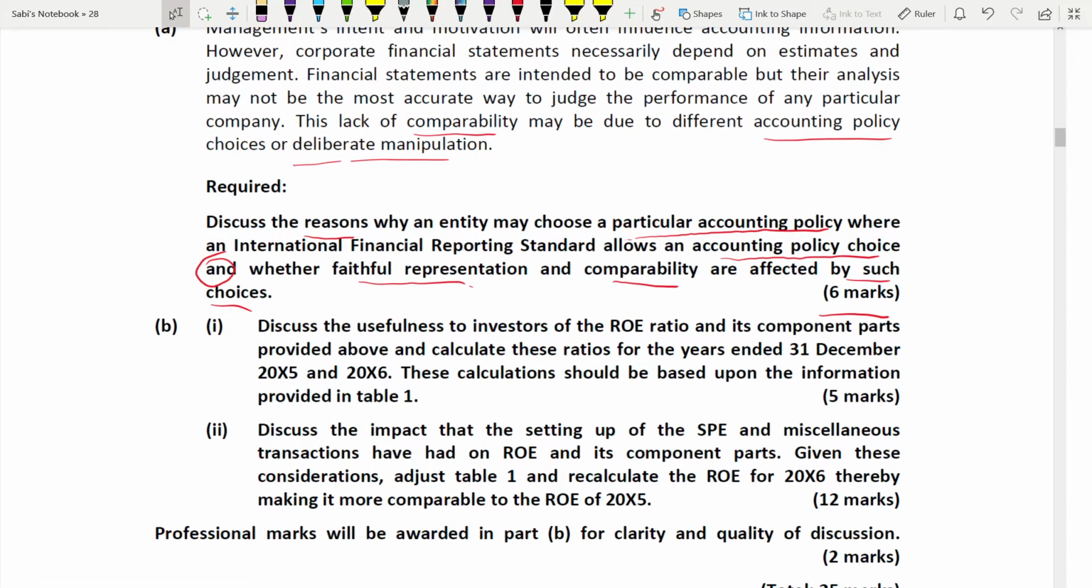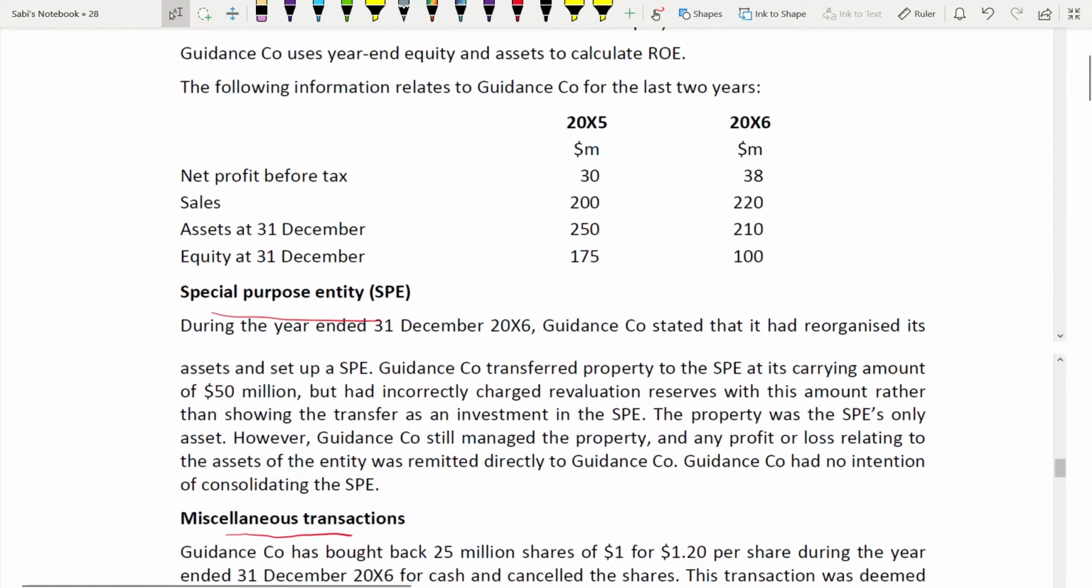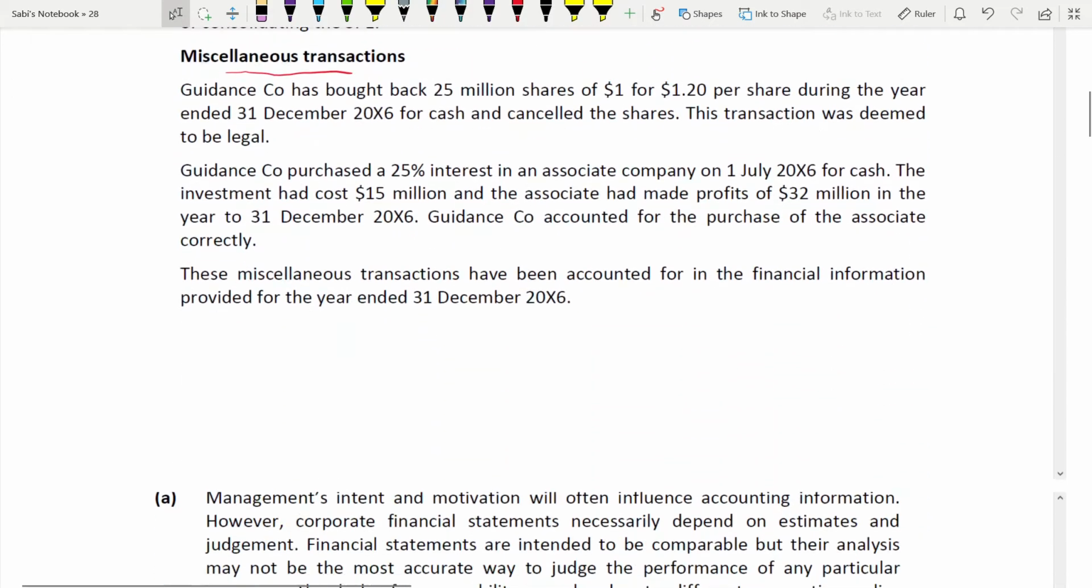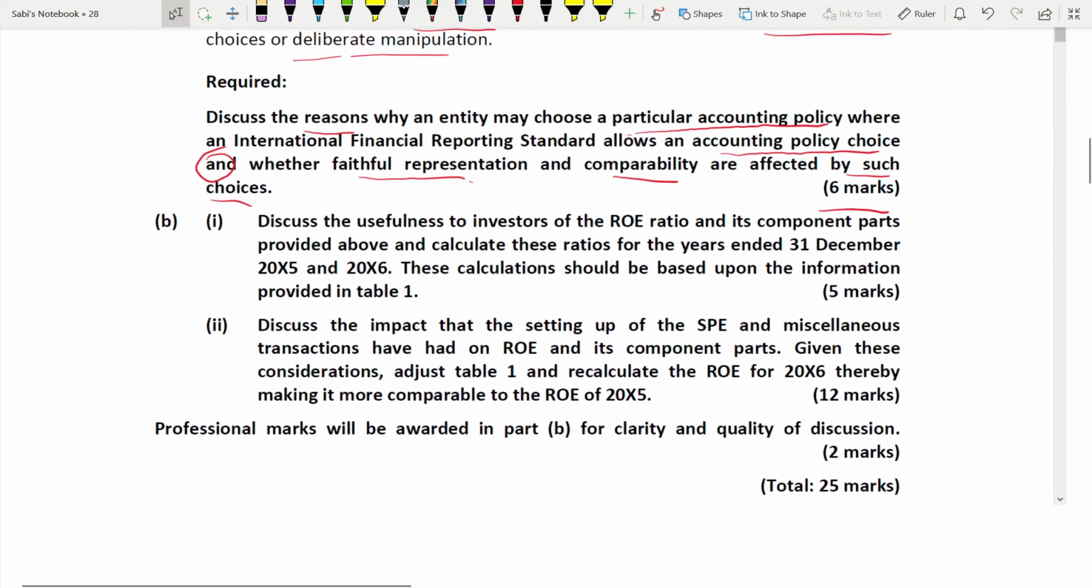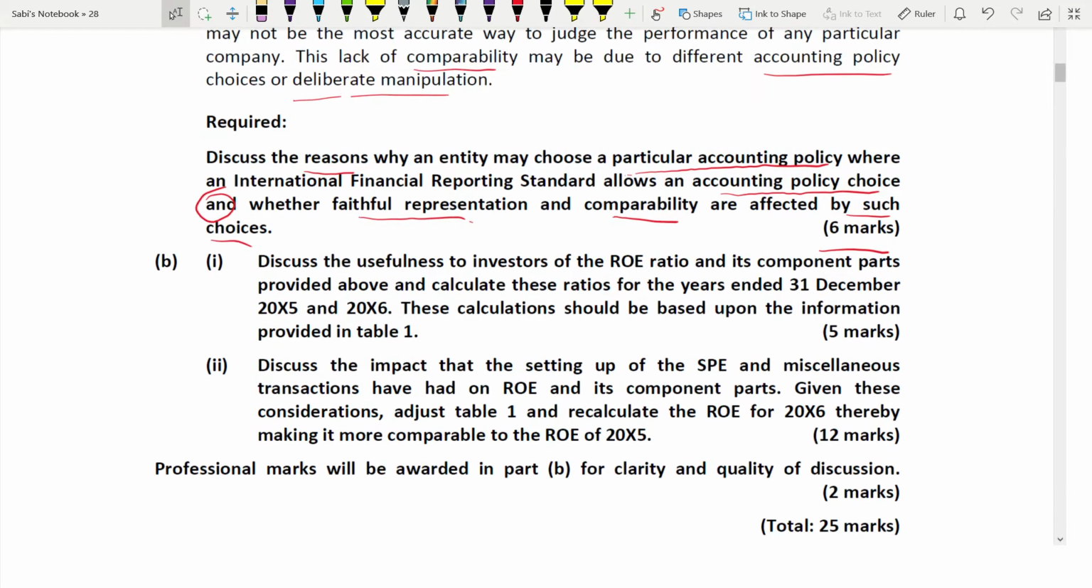Coming to B. B, you have to use this scenario or this case study for answering B, okay? The ratios and all. So discuss the usefulness to investors. To whom you have to discuss. It's very important whenever they ask to discuss something, you have to first understand to whom you have to discuss, whose perspective you have to answer. So this is for the investor.